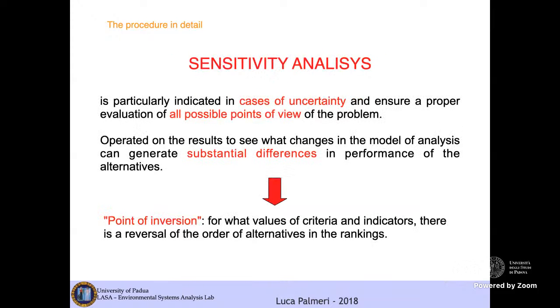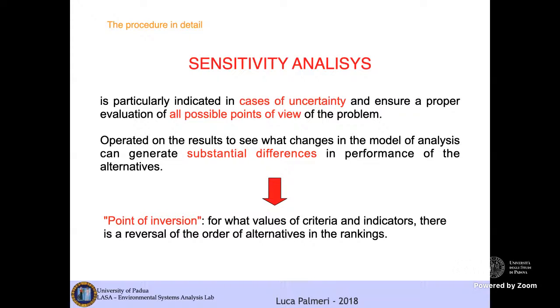I remind you that the last step of building a multi-criteria analysis is carrying out a sensitivity analysis. This is particularly indicated in cases of uncertainty and in order to ensure a proper evaluation of possible points of view of the problem. It operates on the results to see what changes in the model of analysis can generate substantial differences in performance of alternatives. And you look for points of inversion, so the values of criteria and indicators at which there is a reversal of the order of alternatives.